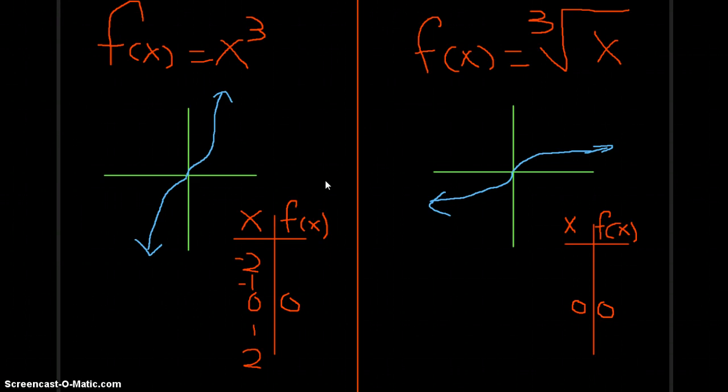Now, because these two graphs and equations are inverses of each other, that means I can switch the x and y values of my cubic function and change them into my cube root function. So instead of having my x values of -2, -1, 1, and 2, instead my y values will be -2, -1, 1, and 2. Now I'm going to take my x values and plug them in and find my y values for my cubic function.